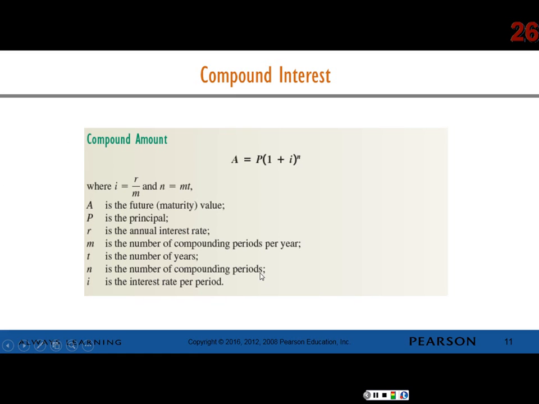N is the number of compounding periods. And I is the interest rate per period. Interest, or the I value, is always the rate divided by the number of compoundings. And N is always the number of compounding times the number of years. So that's one version of that formula.